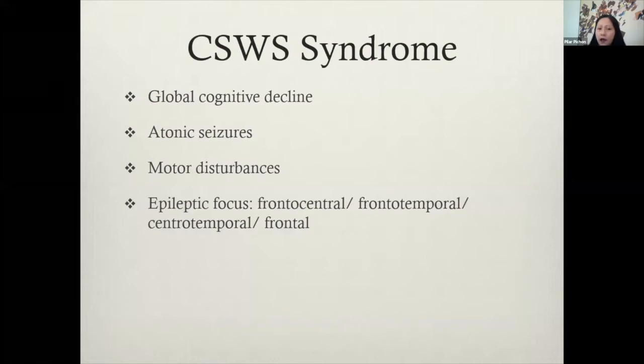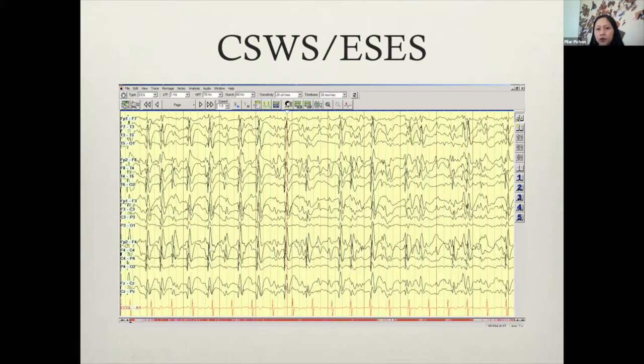So they have global cognitive decline. They can have the atonic seizures. They can have motor disturbances. And then same thing as the previous one for the benign epileptic syndromes, they can have seizures coming from the frontocentral, frontotemporal, centrotemporal, and frontal regions of the brain. And this is just an example of a child with CSWS, and an ESES pattern on EEG as well. You could see very busy.